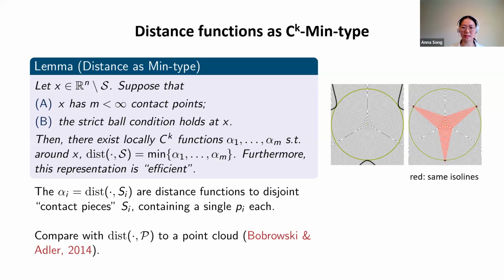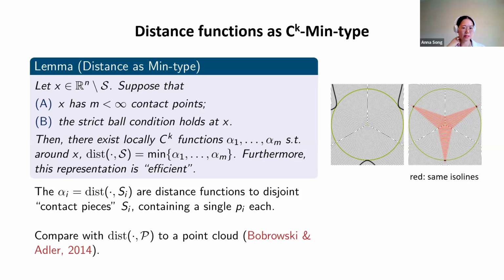So what it means here is that the alpha i's that are used in that CK-min-type representation correspond to distance functions to pieces of surface. On the right-hand side example, whether you are considering the full distance function or the minimum of the distances to the pieces of surface containing each one contact point, these two coincide. This is the same in the neighborhood of X. They cannot see the difference.